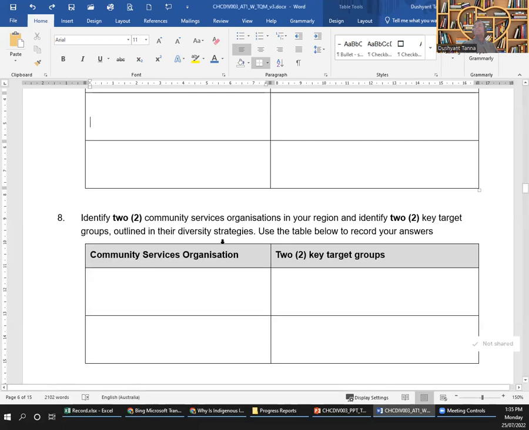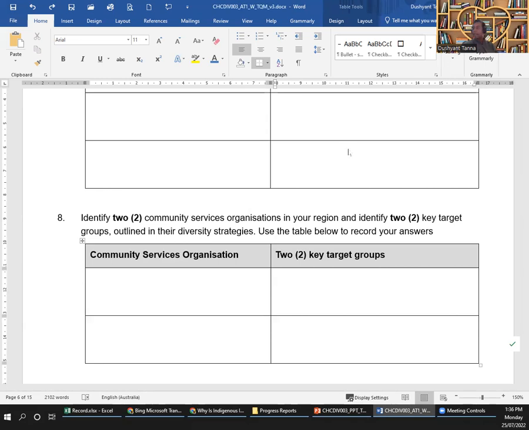Right. Identify two community service organizations. Again, it could be someone you work with in your region. Identify two key target groups outlined in the diversity strategy. Use the table below. So you can talk about company 1 and two target groups, right? It will vary mostly in the company that you choose. What are your target groups? Are you targeting someone?